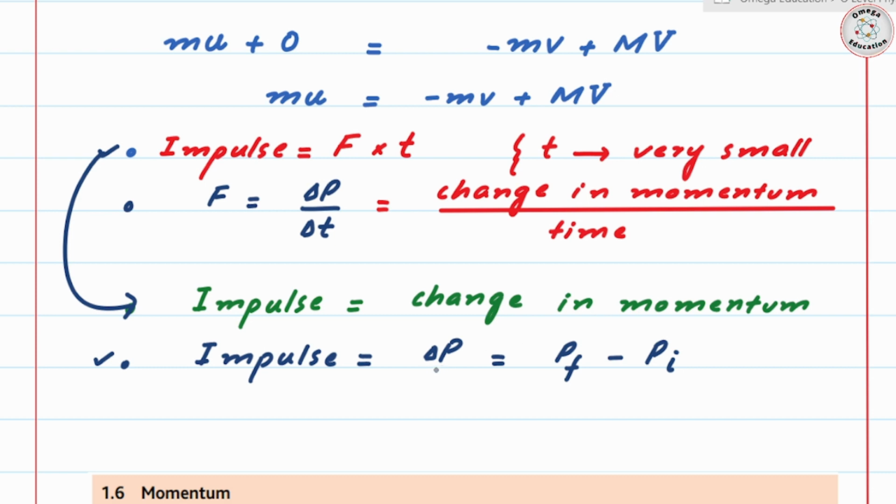So the change in momentum can also be written as P sub F, F in the subscript, minus P sub I, or PF minus PI. PF stands for final momentum, minus PI stands for initial momentum. Final momentum minus initial momentum. So this is the second formula for impulse.